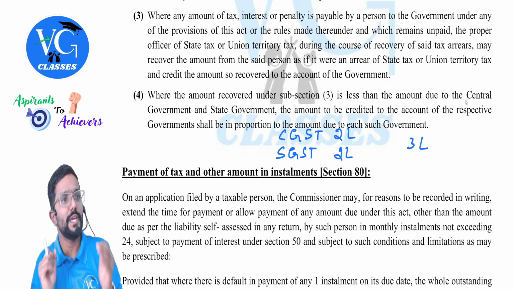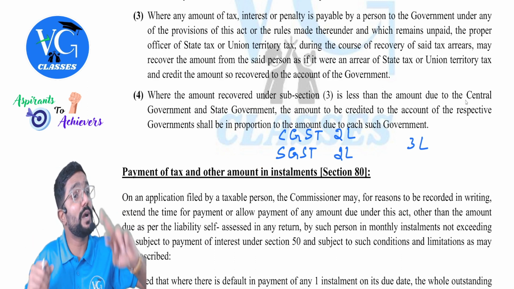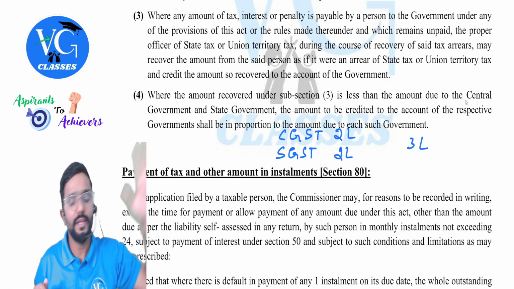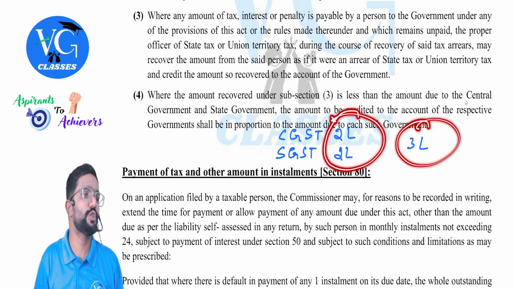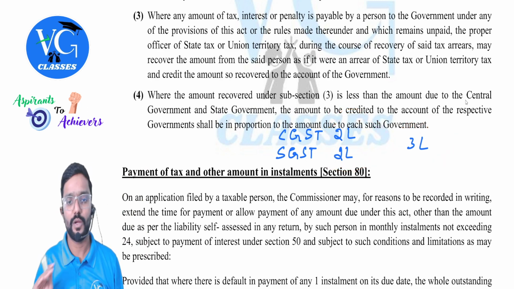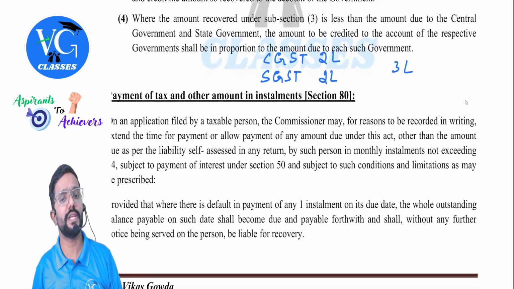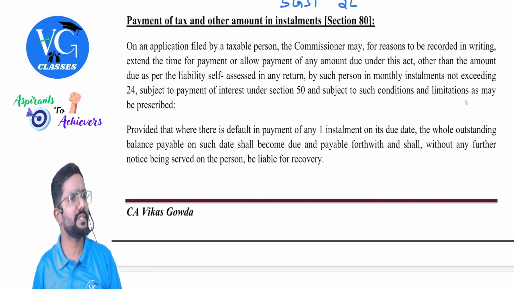Means in simple, if the amount recovered is less than what was supposed to be recovered, then it will be shared in the ratio in which it was supposed to be recovered. Okay. Sir, what if full amount is recovered? Both of them will enjoy 2 lakh each. That's all.